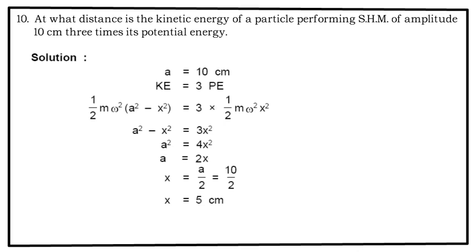When I substitute these values, half m omega square gets cancelled from both sides. So I get a square minus x square is equal to 3x square. So a square is equal to 4x square. So I get x is equal to a by 2. A value is 10 centimeter. So 10 by 2 is 5 centimeter.